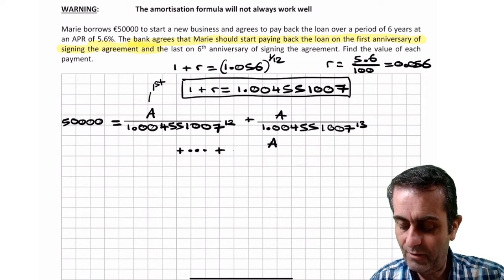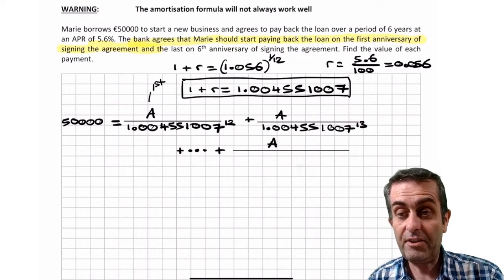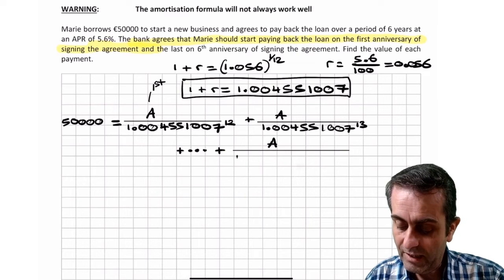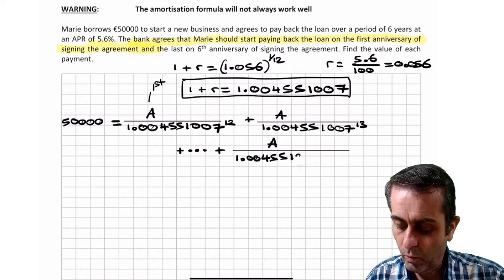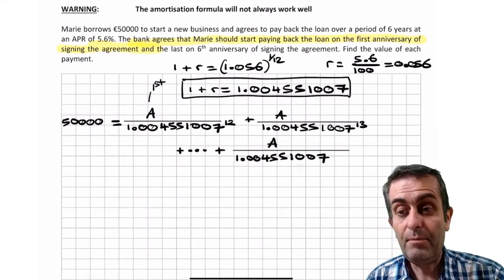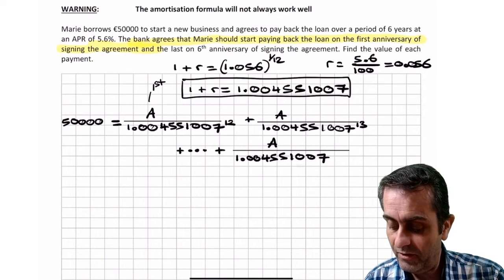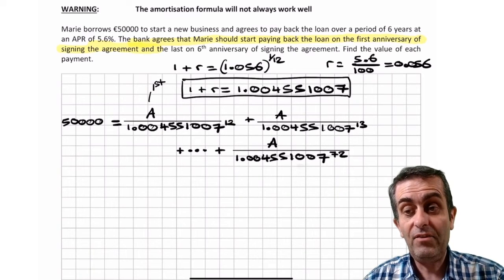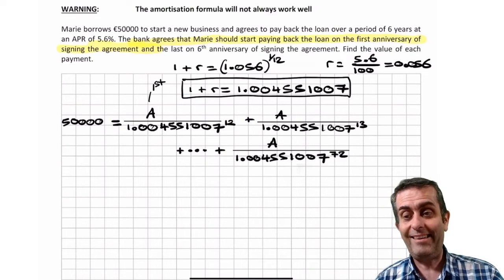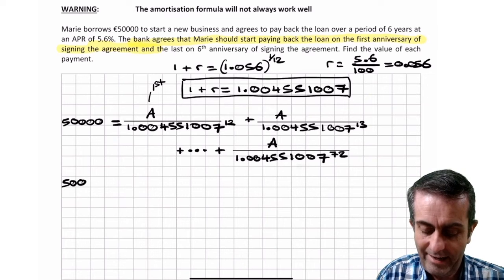all the way up to the last of these payments, which is going to be made on the 6th anniversary of signing the agreement. So that's 1.004551007 to the power of the amount of time that has passed. Now 6 years is 72 months, 6 multiplied by 12. So that final payment is to the power of 72. Okay? Now what we're going to do in the next step is exactly as in the previous question. So we just take out that common A.